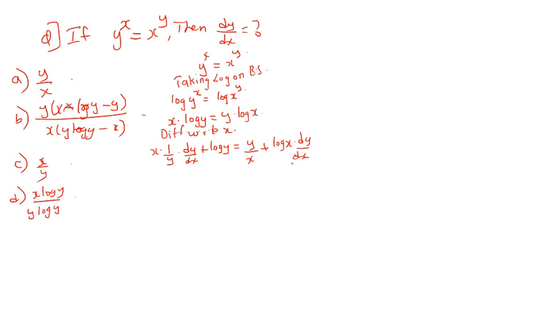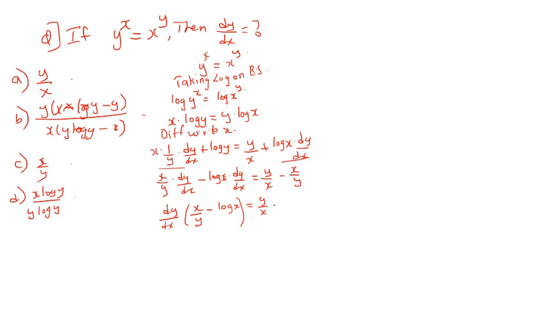Okay, next step, taking dy by dx common. So here this x by y into dy by dx, minus log x into dy by dx, is equal to y by x minus x by y. Now taking dy by dx common, this will become x by y minus log x is equal to y by x minus x by y.